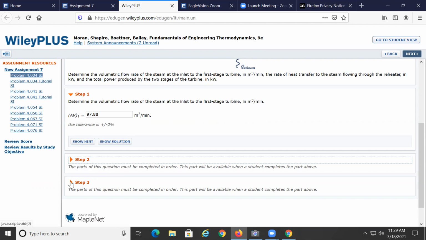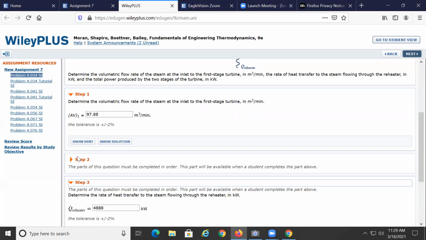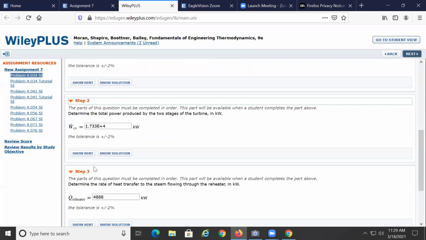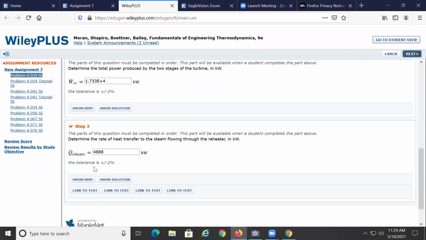And part 3, I don't mind if you see the answer. Personally, everybody will get different answers. And part 3, what is the amount of heat into the reheater? Okay, this looks like being a good problem.